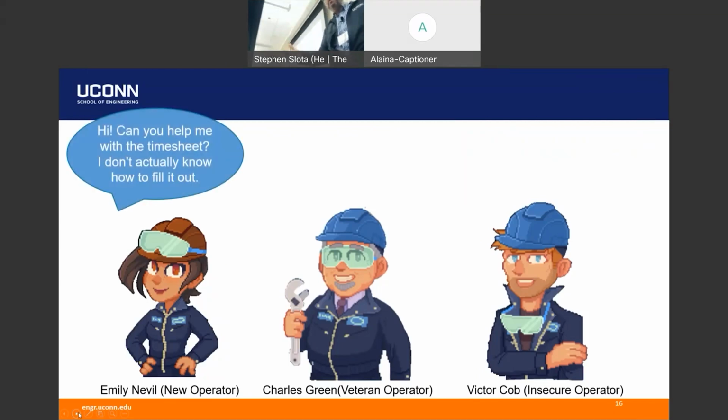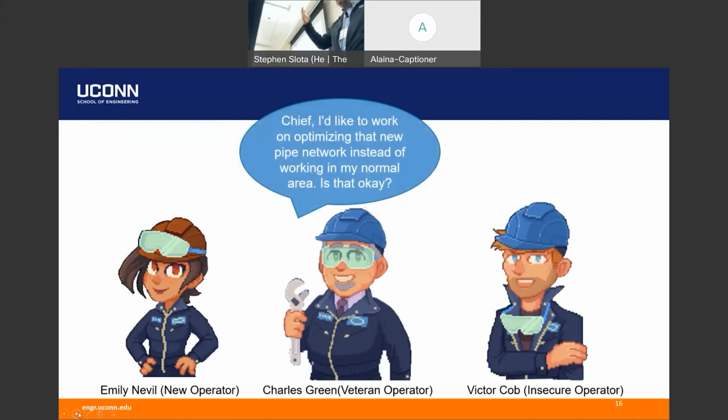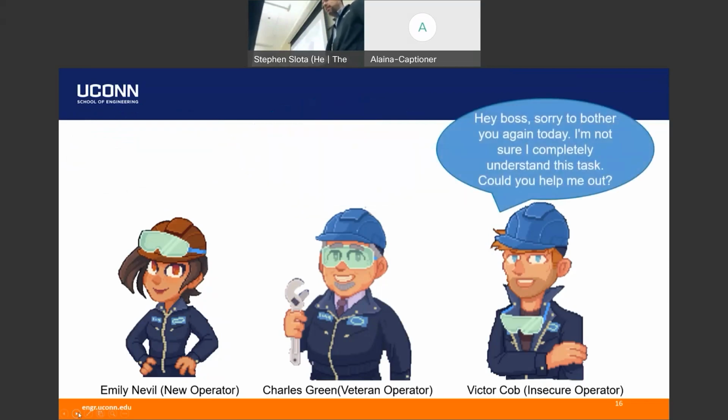So Emily will say things like, can you help me with my timesheet? I don't understand this, right? Victor's kind of like, I'd like to work on optimizing that new pipe network instead of working in my normal area. So that's like a much more experienced take. And then Victor's kind of like, hey, I'm not sure I completely understand this. Can you help me out? So they're all sorts of different personalities, and they have conflicts with each other that you as their supervisor also then sort of need to manage.